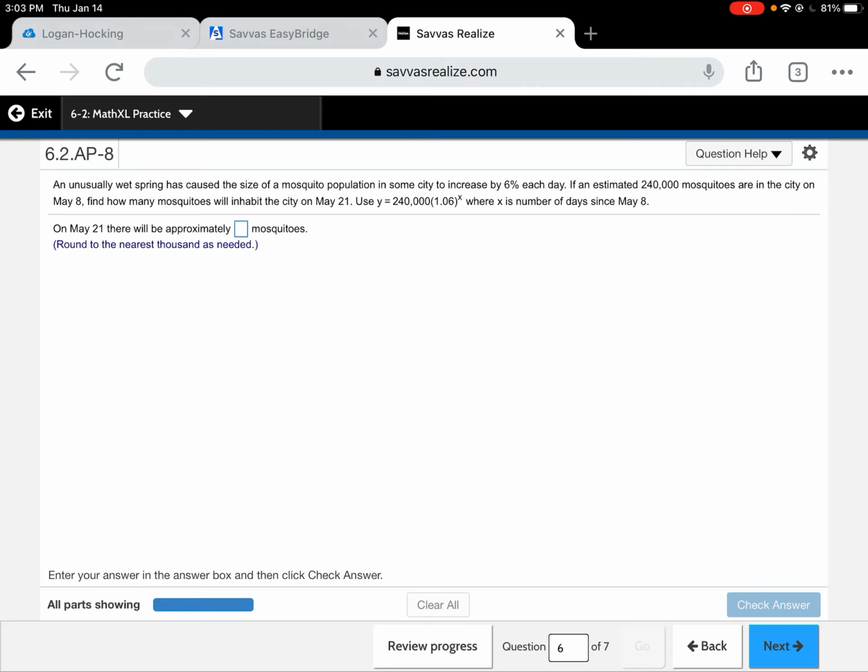If an estimated 240,000 mosquitoes are in the city on May 8th, find how many mosquitoes will inhabit the city on May 21st. Use the function y is equal to 240,000 times 1.06 to the power of x, where x is the number of days since May 8th. So they're asking us to figure out how many mosquitoes are there since May 8th. Now, first thing we should probably do is figure out how many days is that, okay?